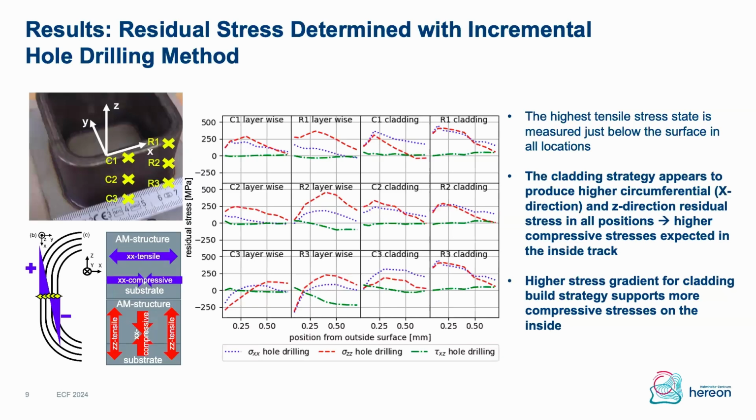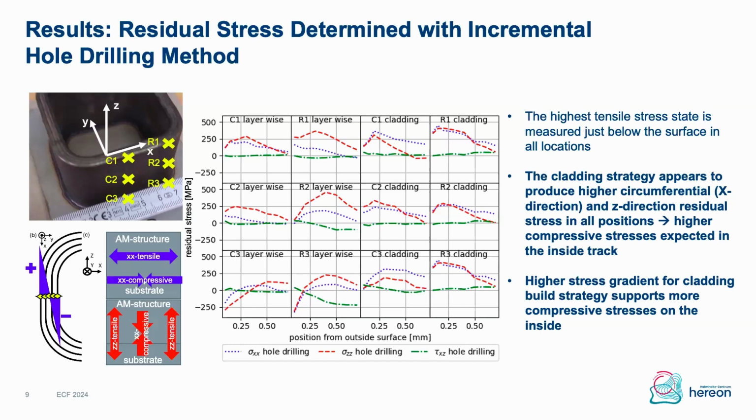These are compared via the incremental hole drilling method, where here the results for the cladding build strategy can be seen. It's important to keep in mind that while on the last slide we had a measurement of the whole wall width, here we can only measure the residual stresses in the first millimeter. So we have a slight increase from the outermost surface to a maximum and then a decrease in the residual stresses, which we also saw in the synchrotron measurements.